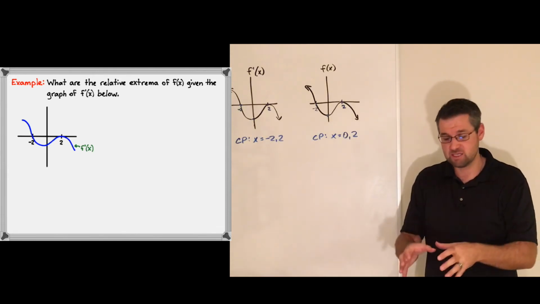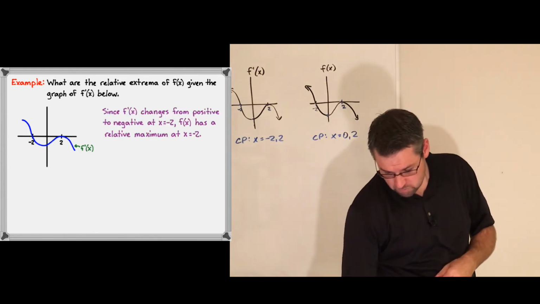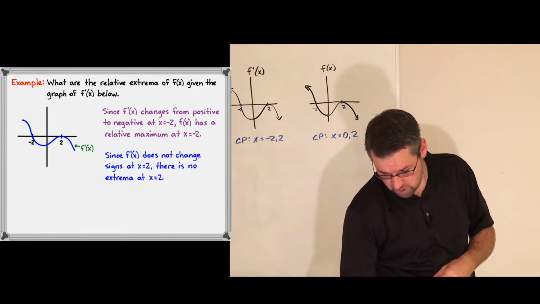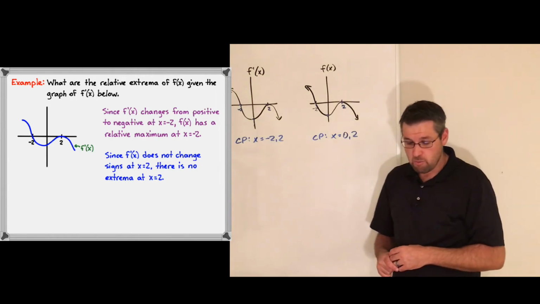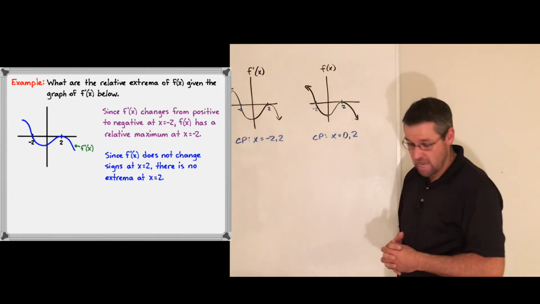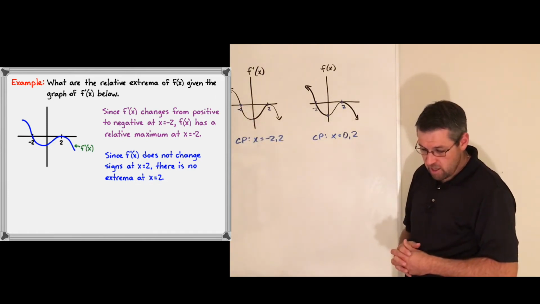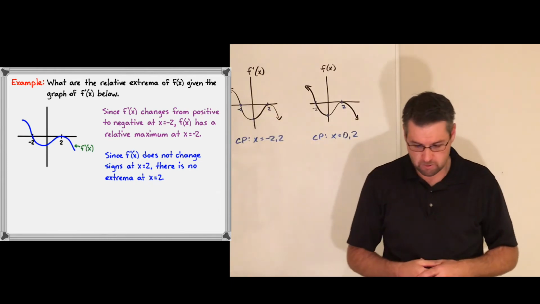And so I hope that this clarifies some things and really helps you out in that. Just finishing out that little slide there, we'd say since f prime changes from positive to negative at -2, we have a relative maximum. And f prime does not change signs at x equals 2, so therefore there is no extrema there.